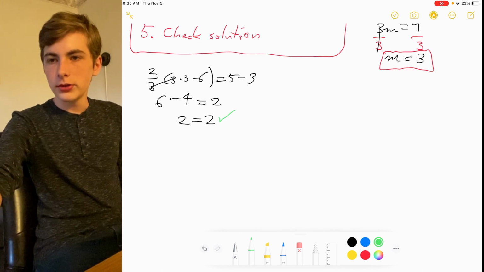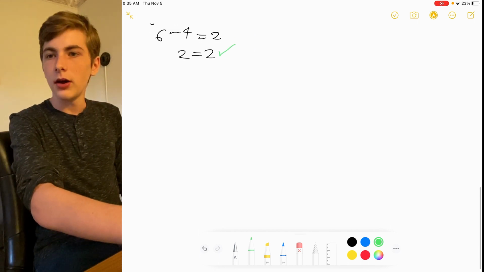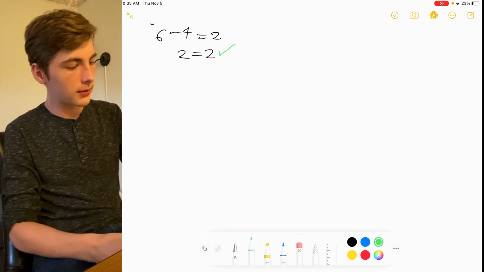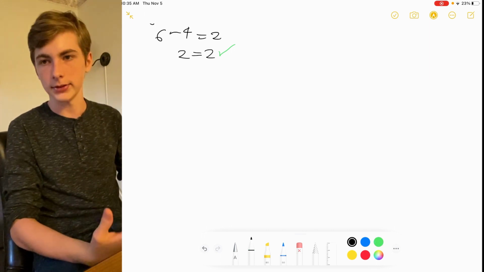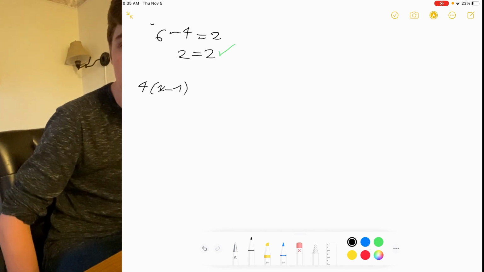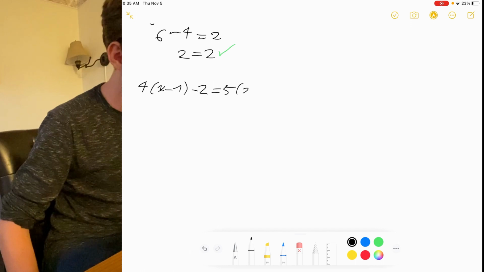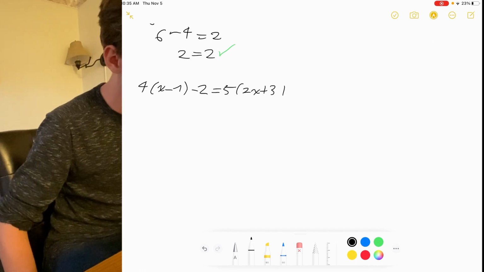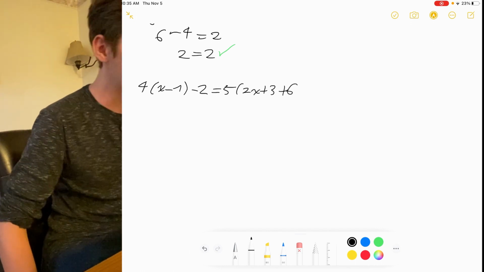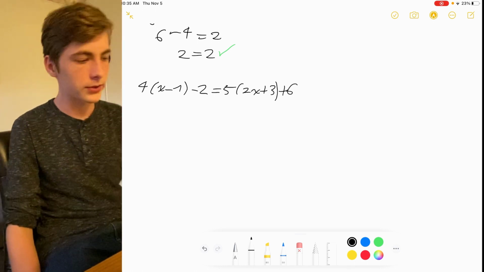Okay, let's do some more examples. This one is kind of the same thing, but it's good to practice it more. So we're going to have the equation 4 times x minus 1 minus 2 is equal to 5 times 2x plus 3 plus 6. Okay, so the first thing we do, that has a parentheses.